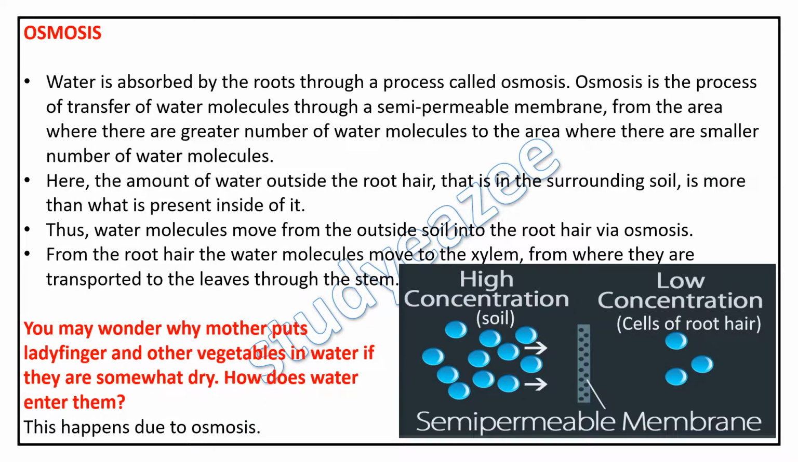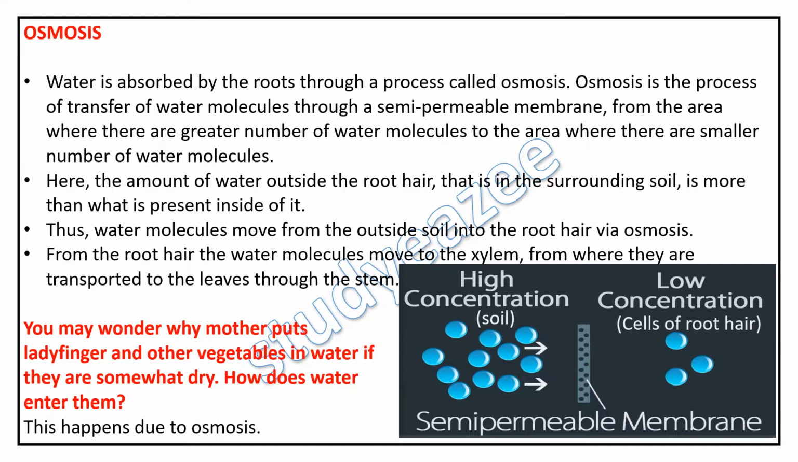Now you might want to know how the water from the soil enters the cells of the root. This is done through the process of osmosis. Osmosis is the process of transfer of water molecules through a semi-permeable membrane from the area where there are greater water molecules to the area where there are smaller number of water molecules.